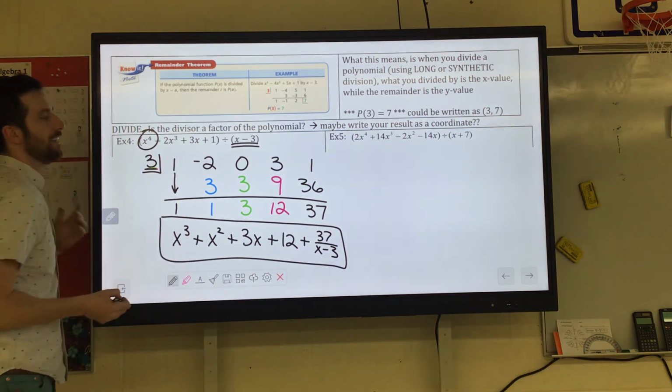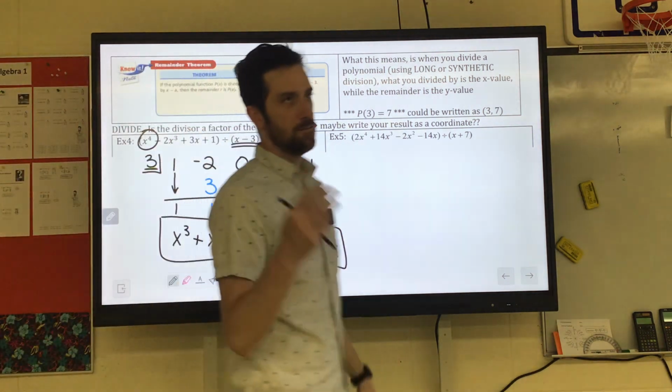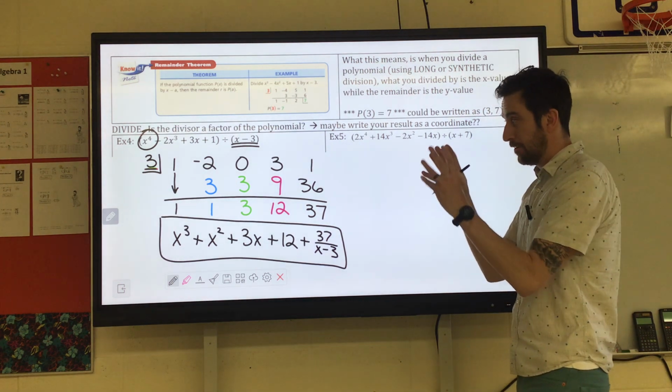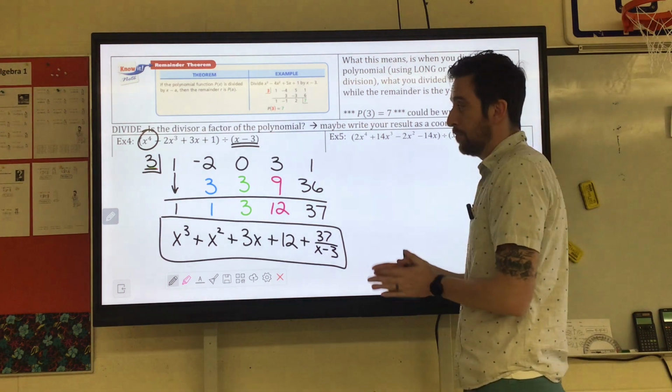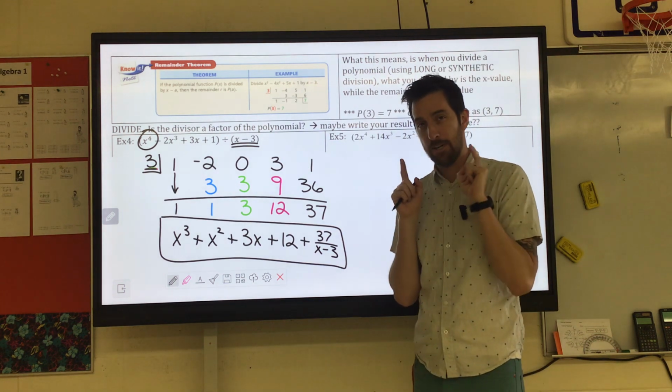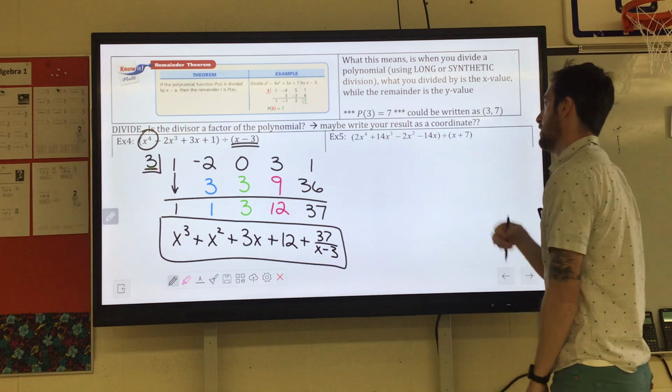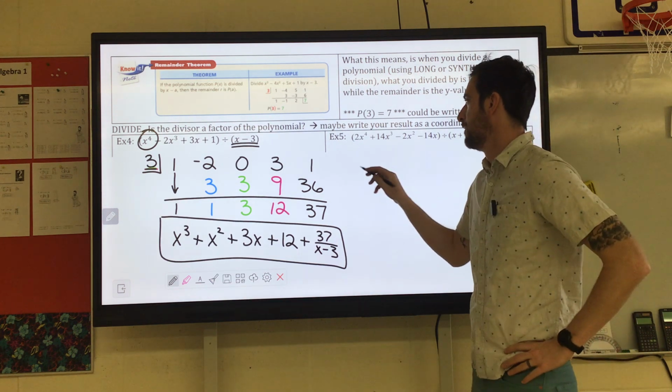And a lot of people like it a little better than long division. It's just less subtraction maybe. It takes up way less space. But again, you can only do it if you're dividing by a linear binomial, x to the first and some other number. Here we're dividing by x plus 7.